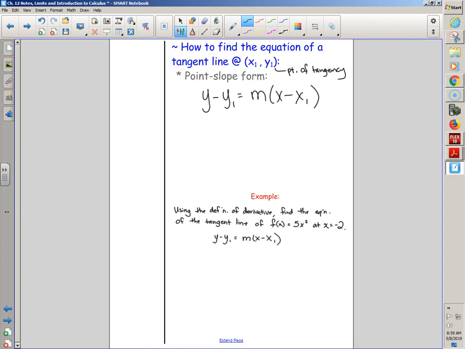So we can say something to the effect of, okay, if this is a tangent line, and if it's tangent to y equals f of x at the point of tangency, x1, y1, we're going to embellish upon this just a little bit.